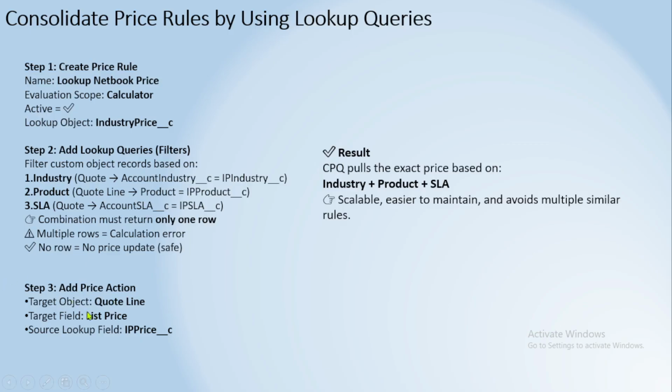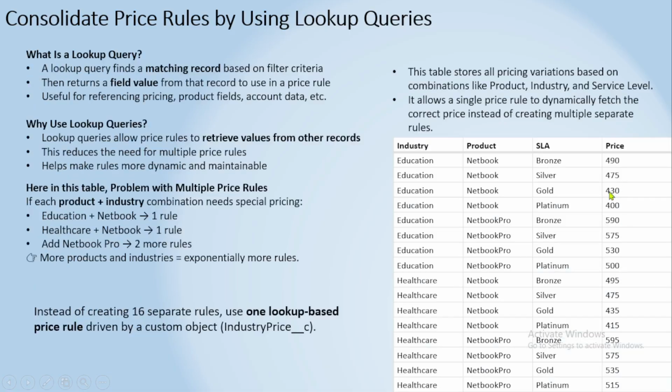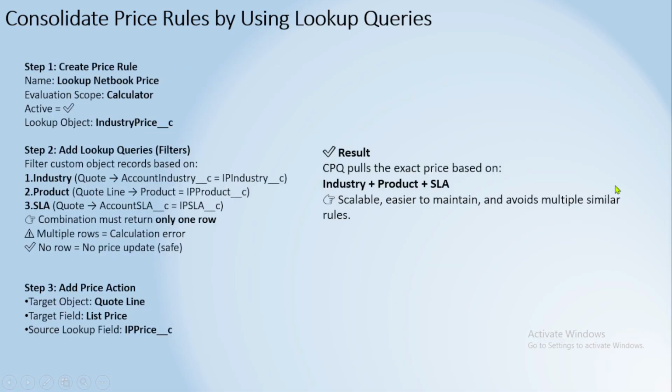So what is the price action? Target object is quote line, target field is list price, and the source lookup field. Source lookup field means which field it will fetch and where it will put the impact. So it will fetch the IP price, suppose a 430 value, and it will update the list price. So this is the way. Now CPQ pulls the exact price based on the industry, product, or SLA. So it is scalable, easier to maintain, and avoids multiple similar rules.